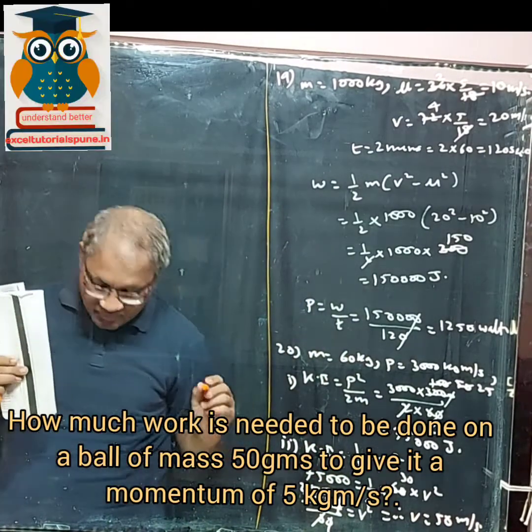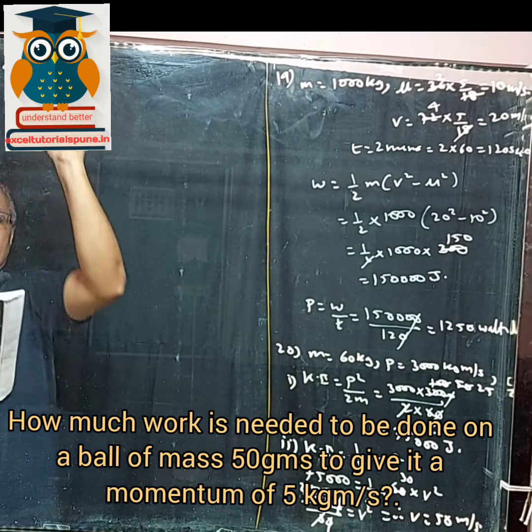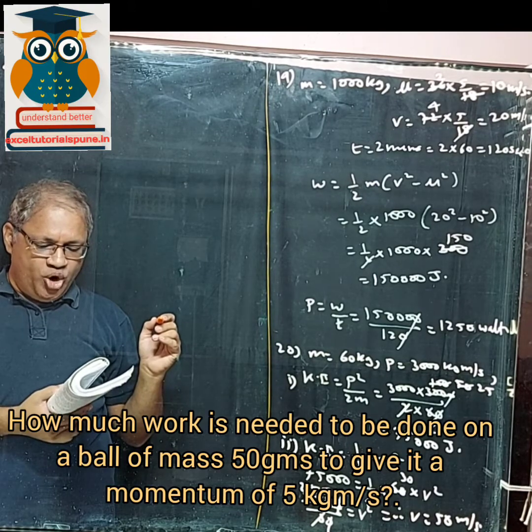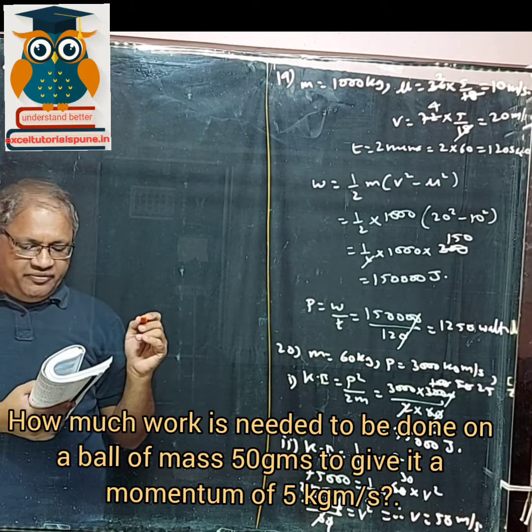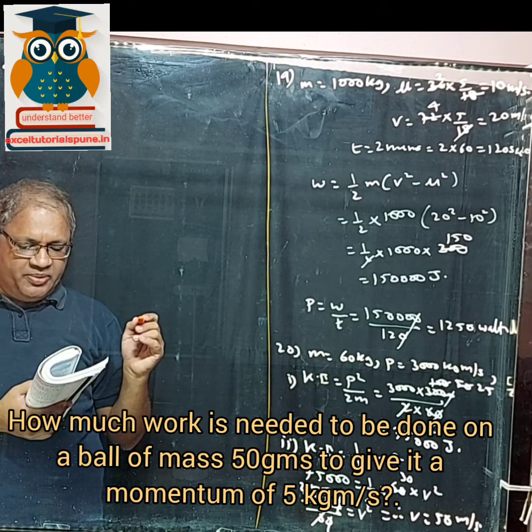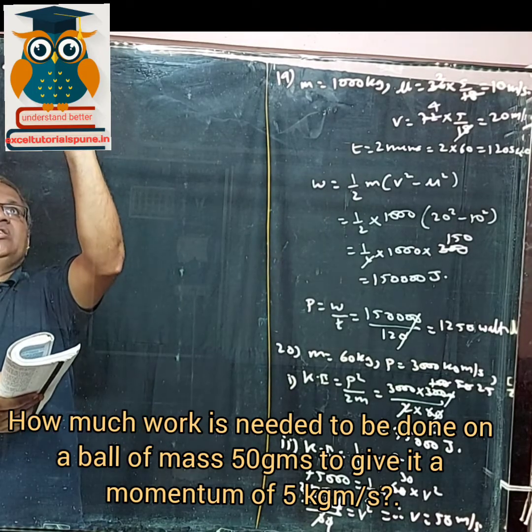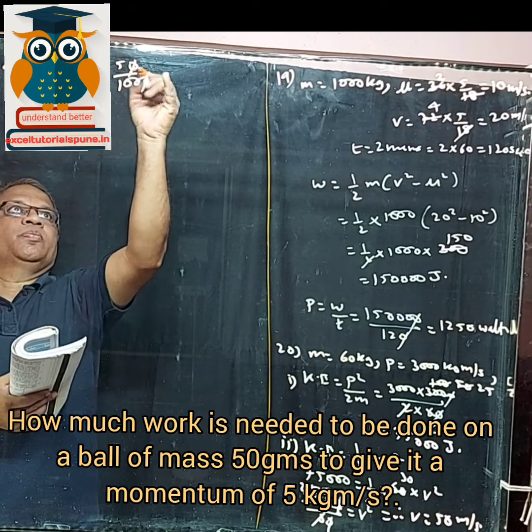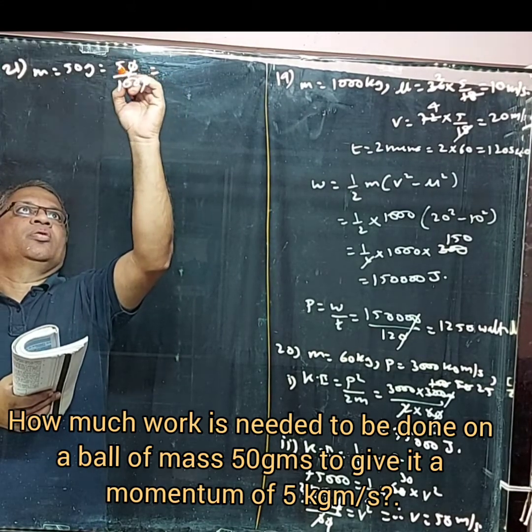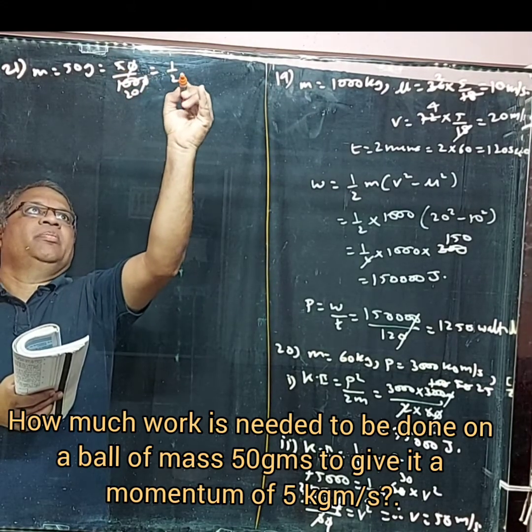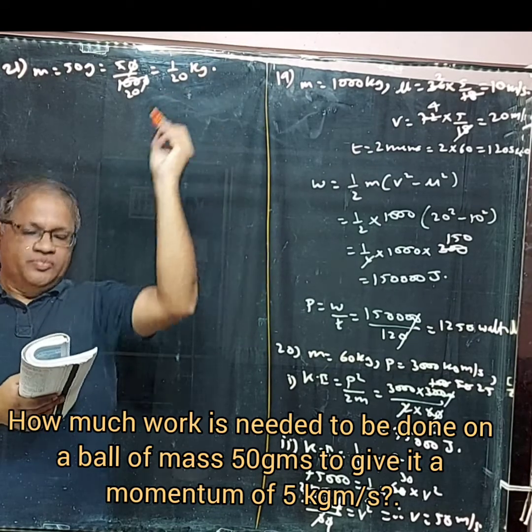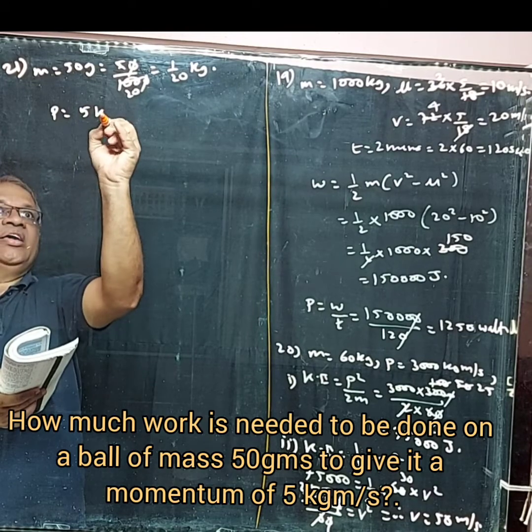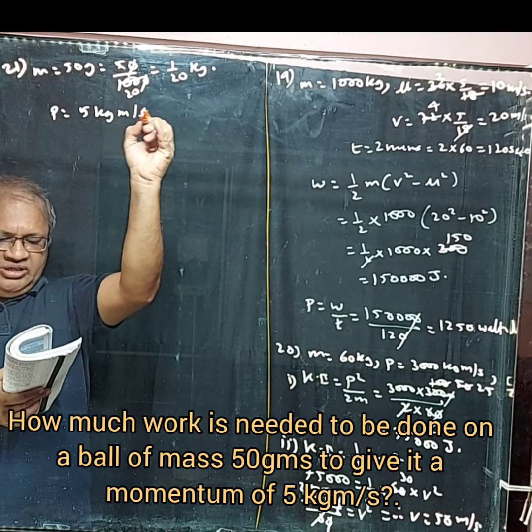21st sum. How much work is needed to be done on a ball of mass 50 grams to give it a momentum of 5 kg meter per second? So mass is 50 grams. Convert it into kg right away. One by 20 kg. And momentum is given 5 kg meter per second.